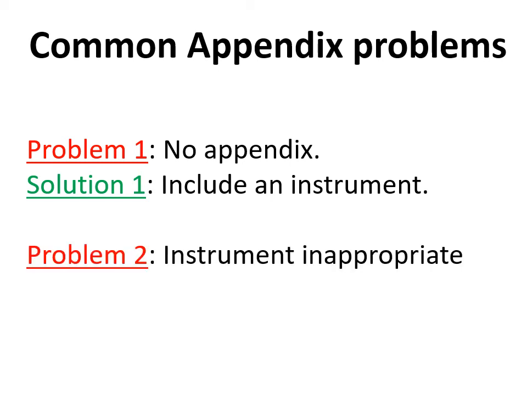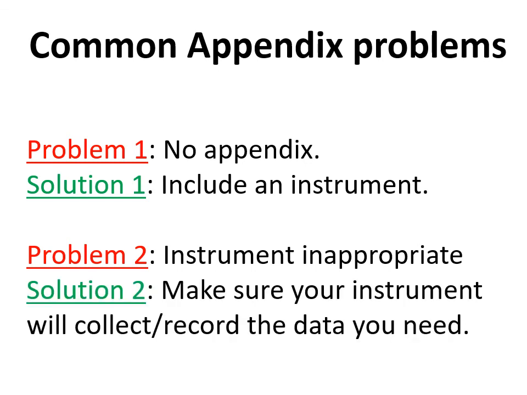All right. The second problem is that the instrument is inappropriate. So the solution is to make sure your instrument will collect or record the data that you need. This means that if you have a survey questionnaire, the survey questions actually make some sense given your research question, so they collect data that will actually allow you to answer your research question.